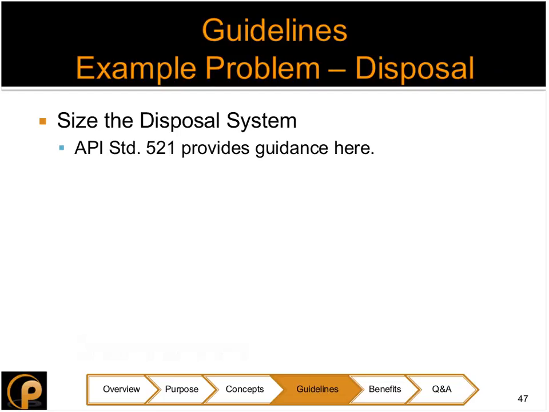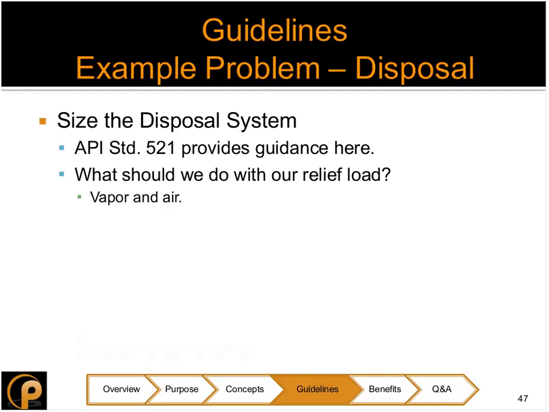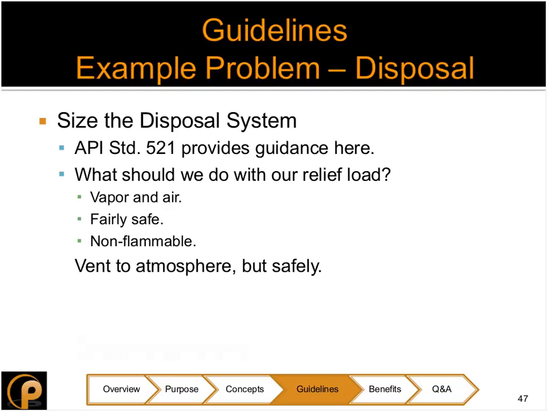So, sizing the disposal system. API Standard 521 provides guidance here. So what should we do with our relief load? The contents of our vessel are a non-toxic, non-flammable liquid that's similar to water. The other relief load is air. So both of these things are fairly safe. They're non-flammable, so we can vent to atmosphere, but we need to do it safely. We would point the tailpipe from a relief device upwards, away from personnel.